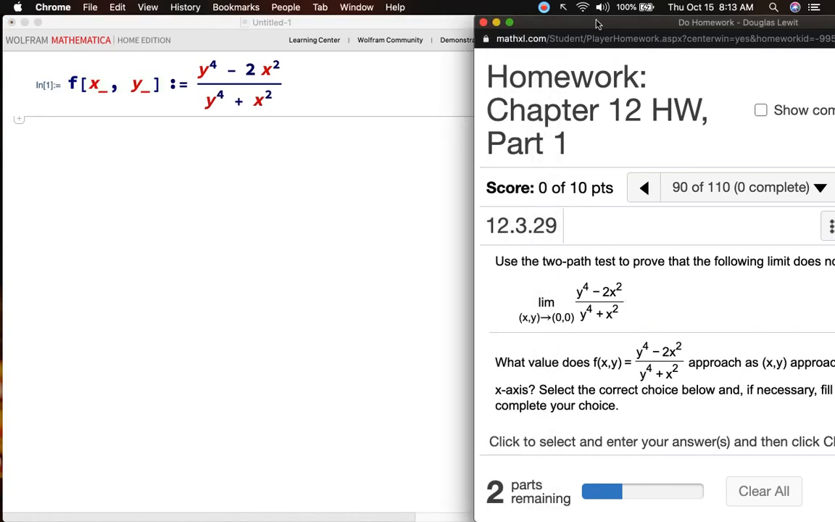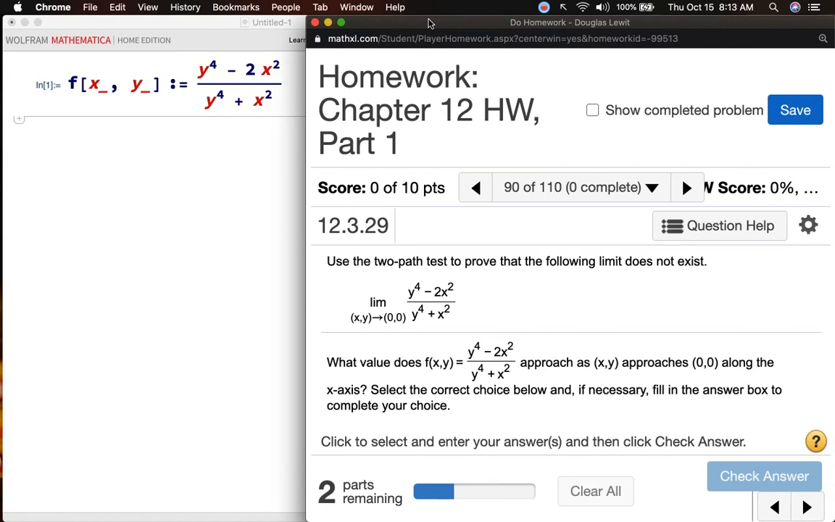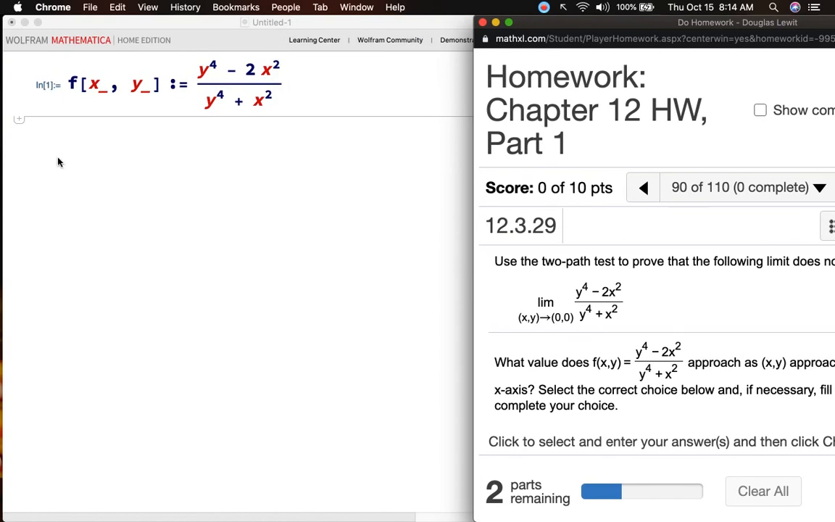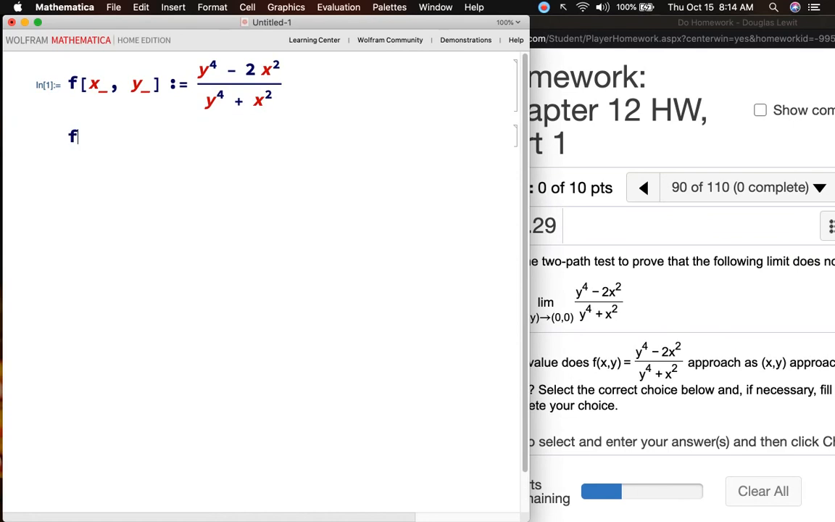Now let's see. I'm reading right here where the cursor is: what value does f of x and y, that expression, approach as x, y approaches 0, 0 along the x-axis? Okay, so let's test that out. It looks like the answer is -2.